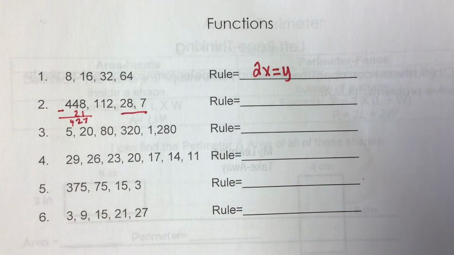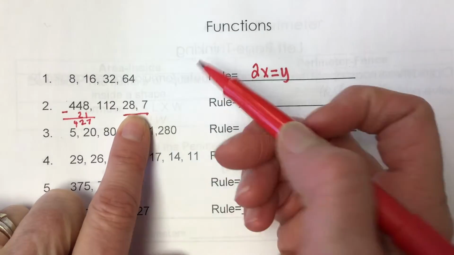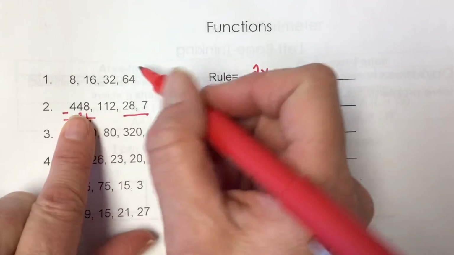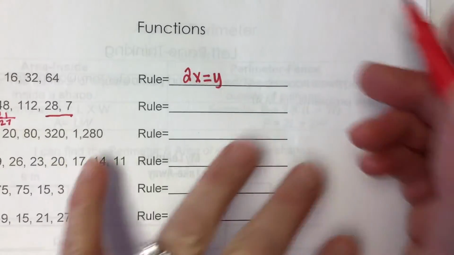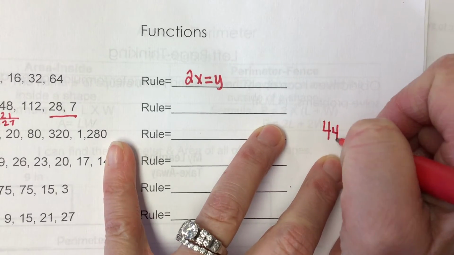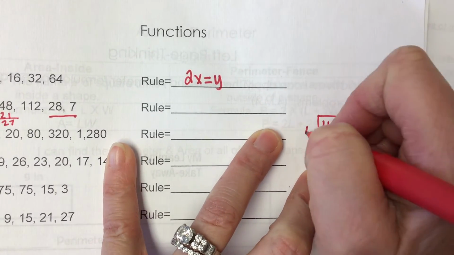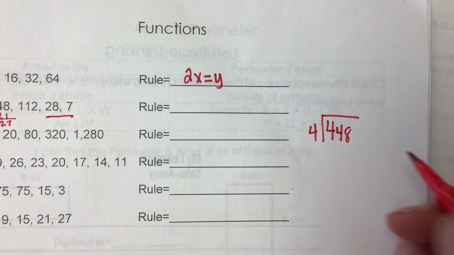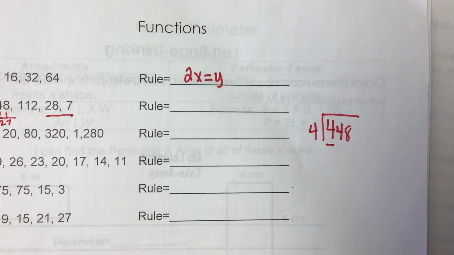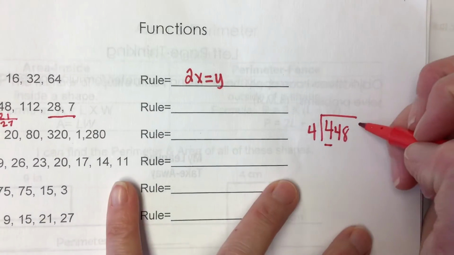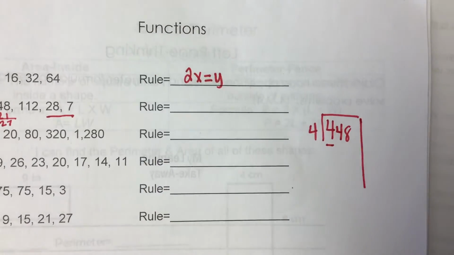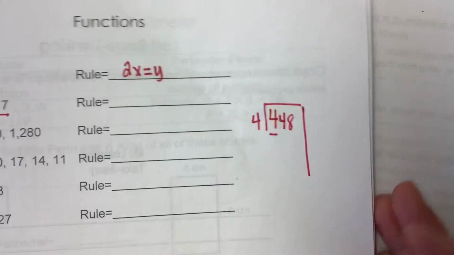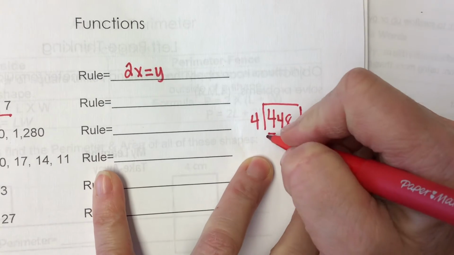Ethan? 4. So let's try that out. 28 divided by 4 is 7. What about 448 divided by 4? Now let's just think through that really quick. What is 400 divided by 4? 100. That's a partial quotient.